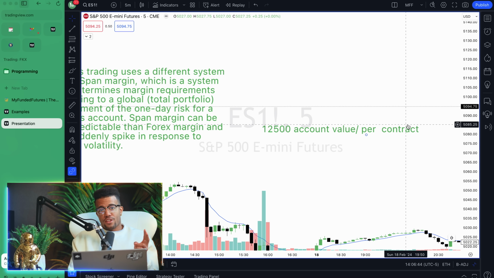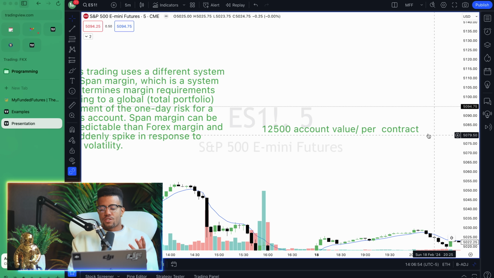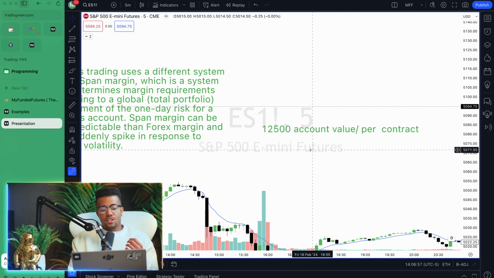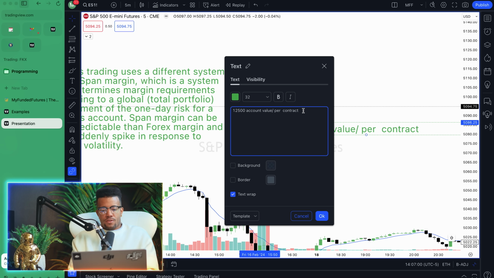If you want to do two contracts, you need $25,000, which is why using my funded futures, you're able to get 10 accounts for just a couple hundred dollars. The leverage is actually insane. For NQ, we modify this, add another line. For NQ, it's $18,000 and some change account value per contract. And that can spike. Those margin requirements can double when there's volatility.